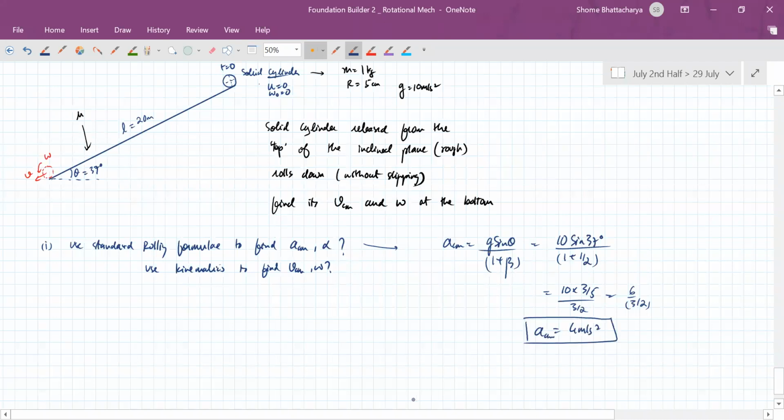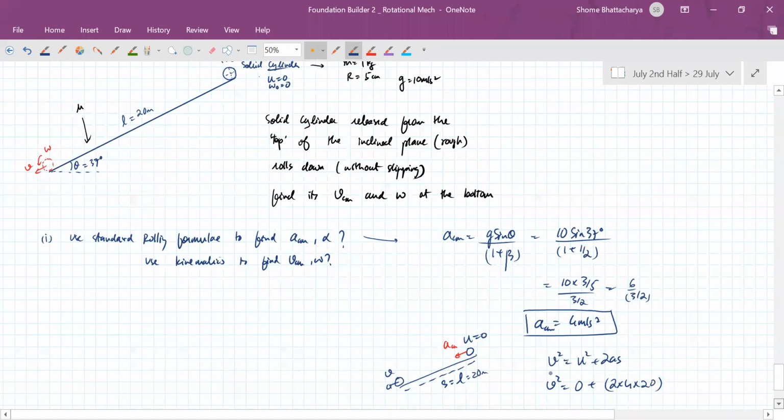Now use kinematics: it's starting from rest with the given acceleration. By the time it reaches this displacement, the displacement is equal to L. So V square is equal to U square plus 2AS. Our V square will be equal to 0 plus 2 into 4 into the displacement, which is the length, 20 meters.